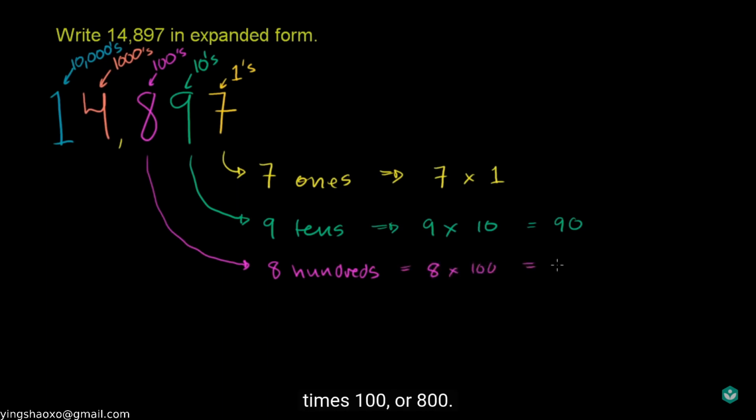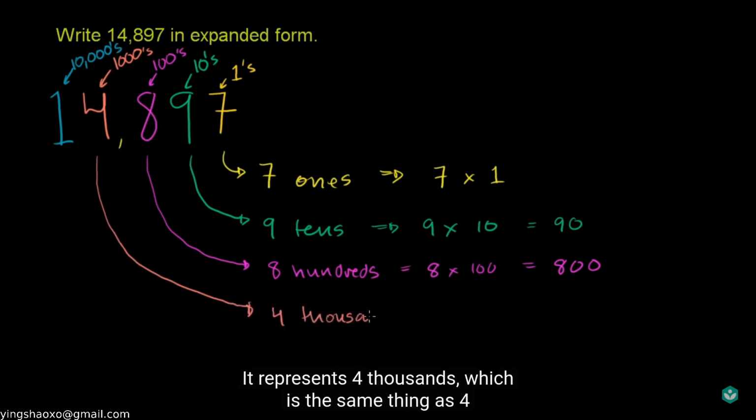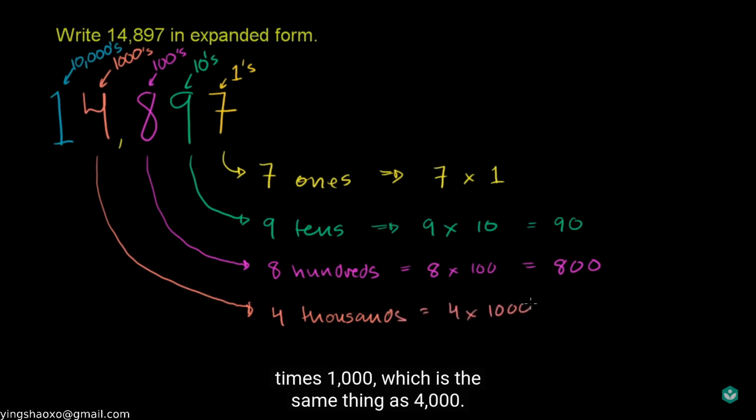8 times 100, or 800. That 8 literally represents 8 hundreds. 800. And then the 4. I think you get the idea here. This represents the thousands place. It represents 4 thousands, which is the same thing as 4 times 1,000, which is the same thing as 4,000.